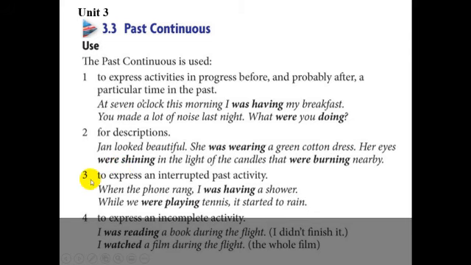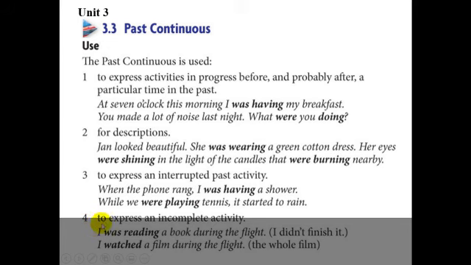Third, to express an interrupted activity using when and while. So when the phone rang, I was having a shower. While we were playing tennis, it started to rain. So the past simple follows when, while is followed by past continuous.